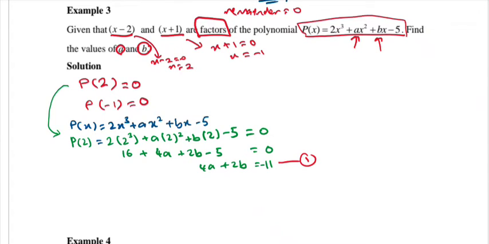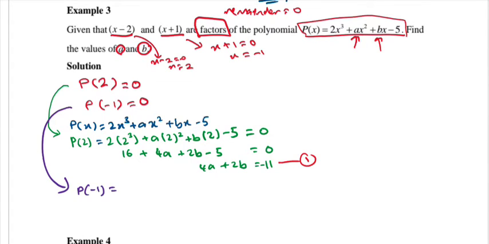Check whether you can simplify this first equation further. Can you divide everything by 2, or everything by 4, or everything by 11? But there's no common factor here, so you cannot divide it any further. Next, do the same for the next information so that we get the other equation.